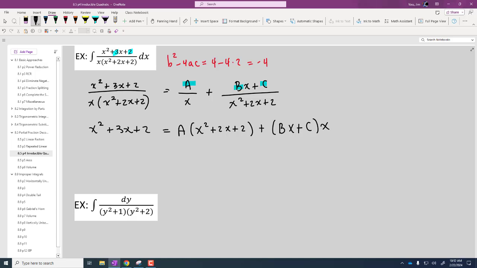Is everybody clear on that step? So we're doing the same thing we did before. We're taking the whole equation and multiplying it by the left-hand denominator.